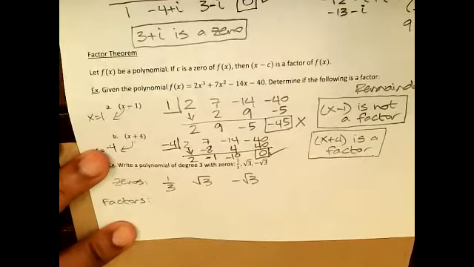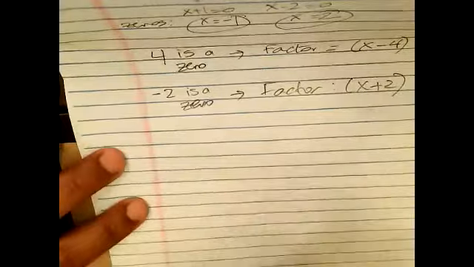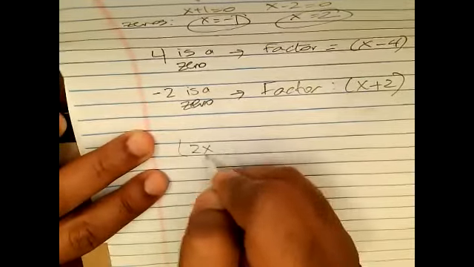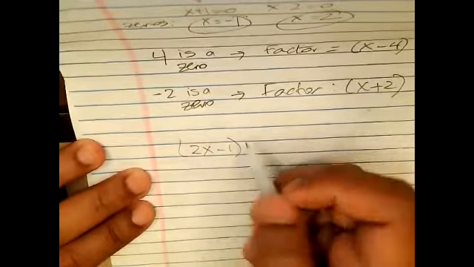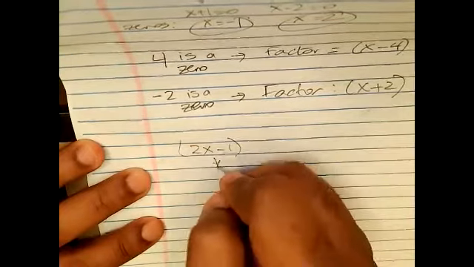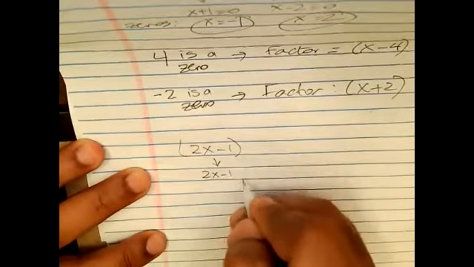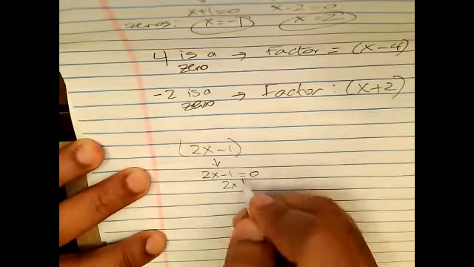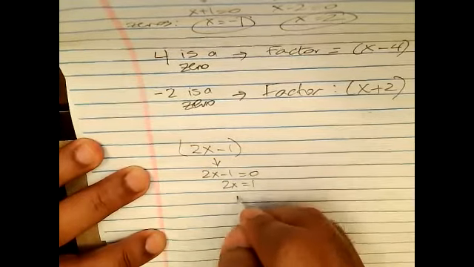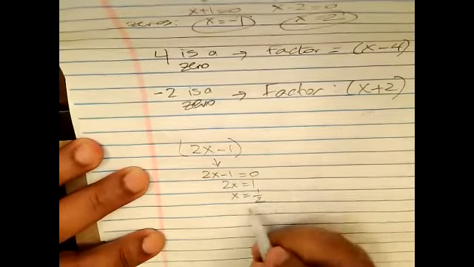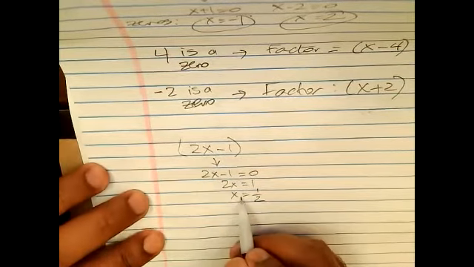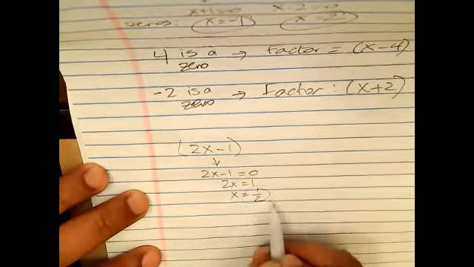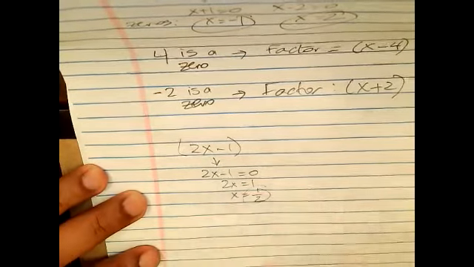Okay? So now, going back to my explanation of factors earlier, let's say one of my factors was 2x plus 1. So if one of my factors is 2x plus 1, I want to get x by itself. So I'm going to set it equal to 0, move the 1, and then divide by 2. That's going to give me x equals 1/2. All right? So if my factor is 2x minus 1, the 0 is going to be 1/2.